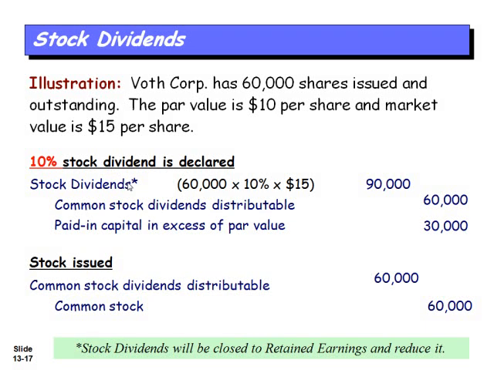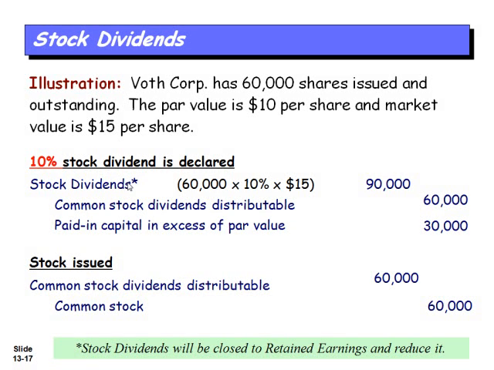Okay, Voth Company has 60,000 shares issued and outstanding. Par value is $10 per share and market value is $15 per share. Let's say the company declares a 10% stock dividend. This involves a journal entry. So we calculate 10% of 60,000, which is 6,000 shares, times the market price of $15. That would be a $90,000 stock dividend, and we debit the stock dividends account.